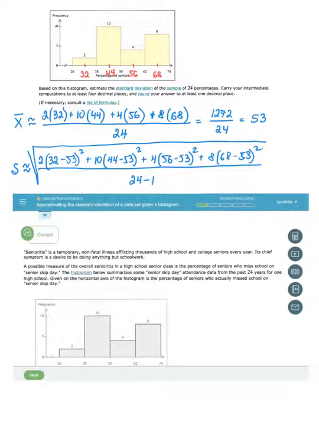There's one more thing I would like to mention. If you by any chance forgot how to compute the sample standard deviation, how to approximate it when data is given to you in a histogram format, there is a link in your assignment to a list of formulas, and this formula will be there, so you can always reference this link.